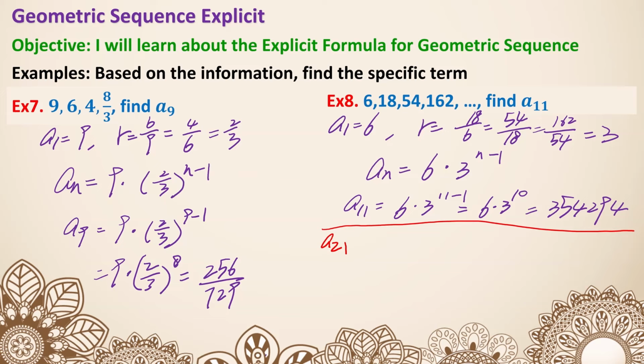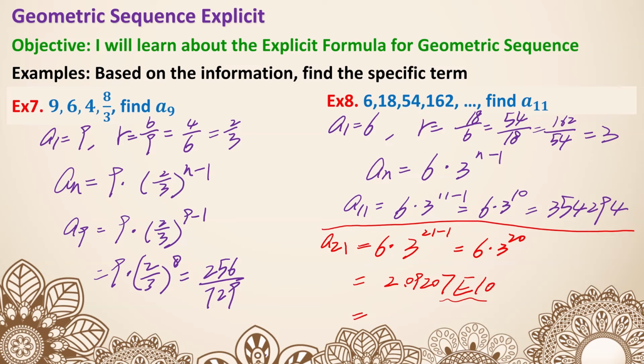Hopefully you have tried it. It's going to be 6 times 3 to the 21 minus 1, which is 6 times 3 to the 20th power. The issue is, after you type in your calculator, you're getting something like this. 2.09207, then a bunch of other digits, E10. That actually is scientific notation. E10 is telling you the exponent is a 10.